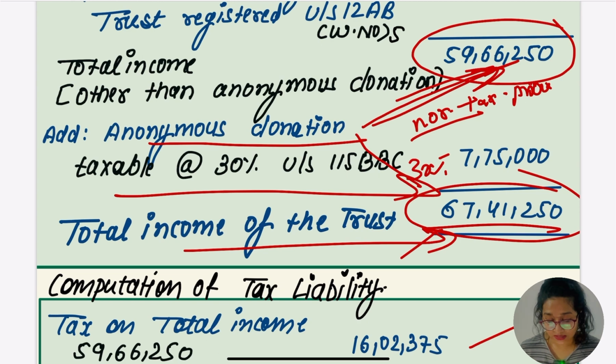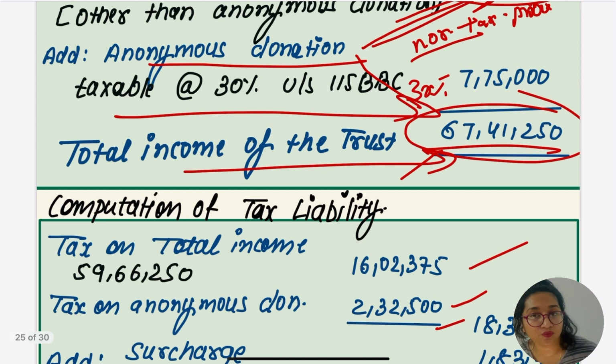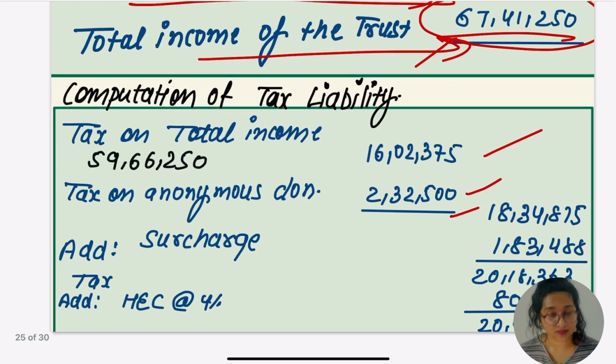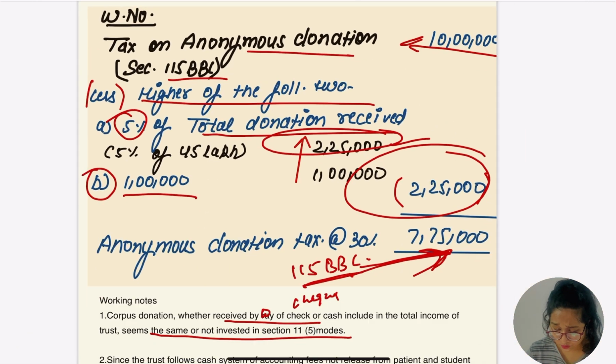Okay, but in this case, the total income of the trust was exceeding 50 lakhs, so we have added here the 10% surcharge. Hope this point was clear. Okay, and later we have added 4% HEC. So we have a tax liability of 20,99,100 rupees. Hope this was clear, guys.